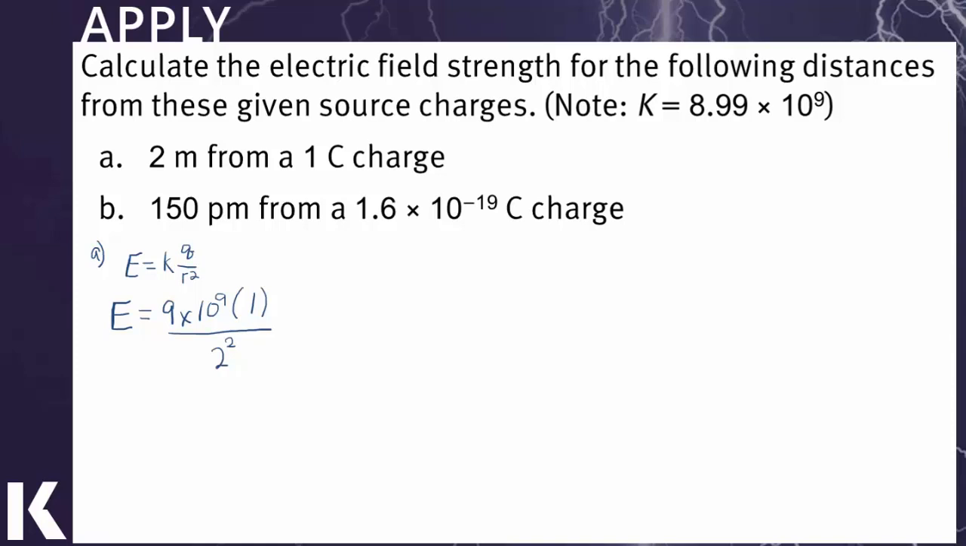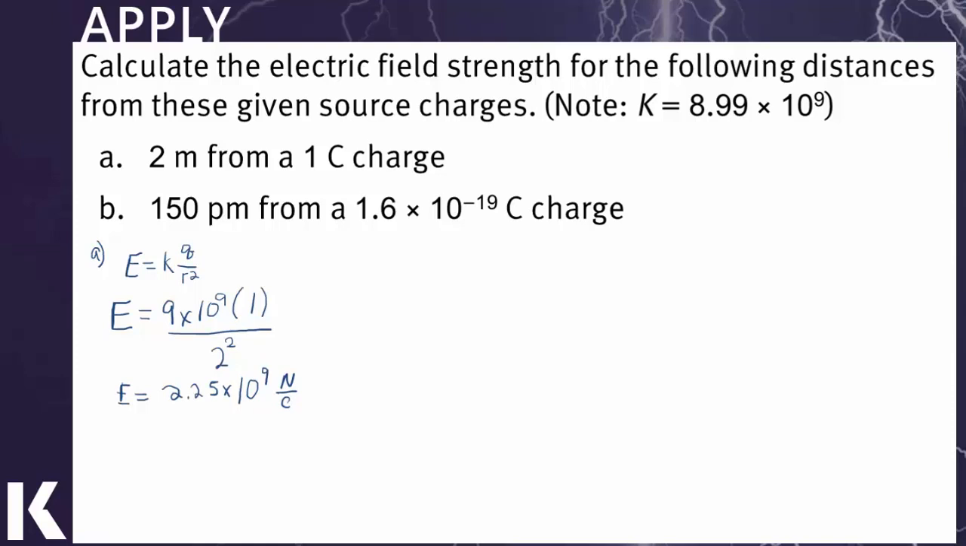Now, K is given as 8.99 times 10 to the ninth. However, in most textbook problems, that can be rounded to 9, so 9 times 10 to the ninth. This makes the math a little bit faster. Then we have R as 2. And a little quick math here, and we end up getting 2.25 times 10 to the ninth newtons per coulomb.